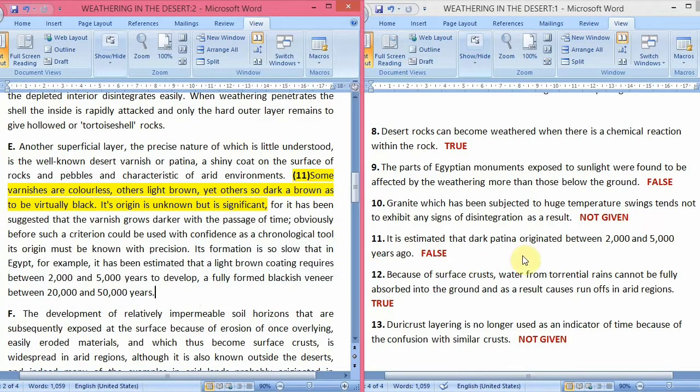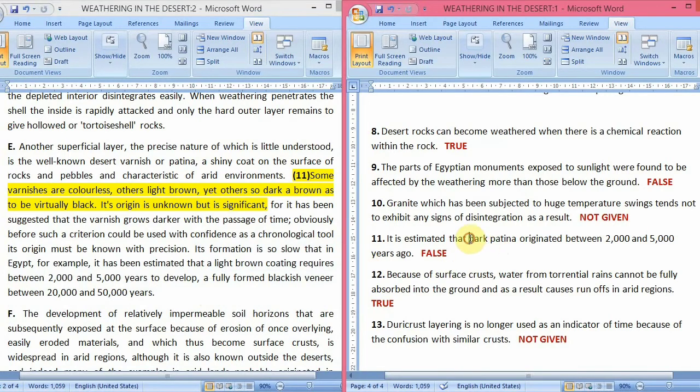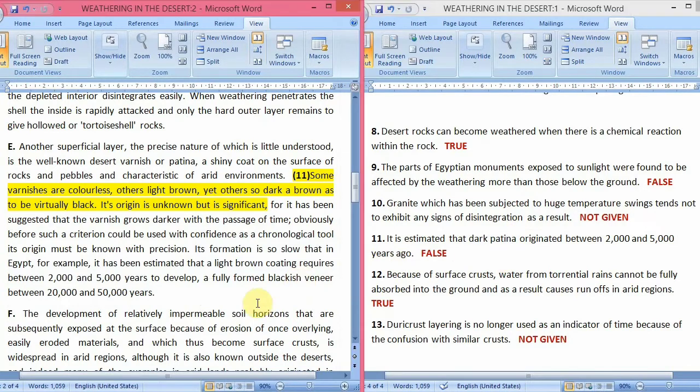But in the question, they were not talking about light brown patina. They were talking about dark patina, which means black patina. Okay. And a fully formed blackish veneer. Veneer also means some kind of coating, you could say patina instead of veneer. So a black patina would require between 20,000 and 50,000 years to develop.